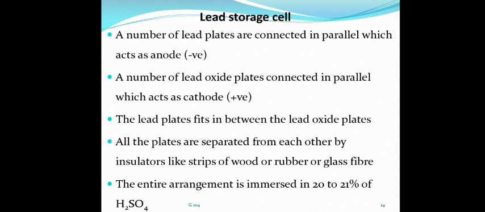The entire arrangement, with both kinds of plates arranged parallelly and separated by insulator strips, is immersed in a common electrolyte. What is that common electrolyte? Dilute sulfuric acid, 20 to 21% sulfuric acid. So what are the electrodes here? Lead plates acting as anode, lead oxide plates acting as cathode.